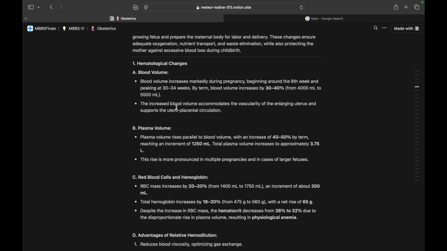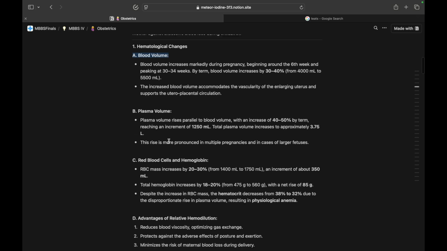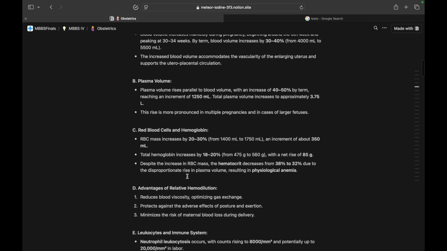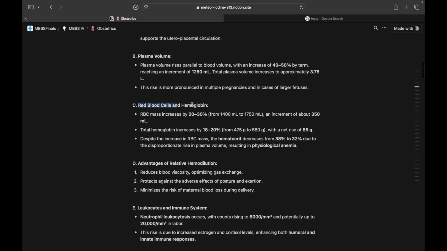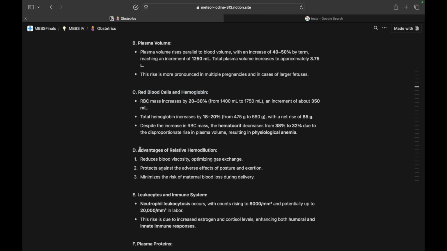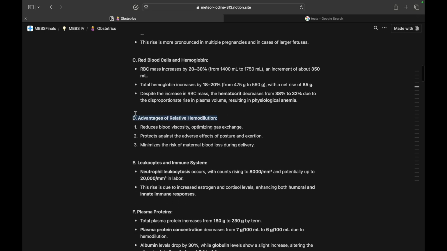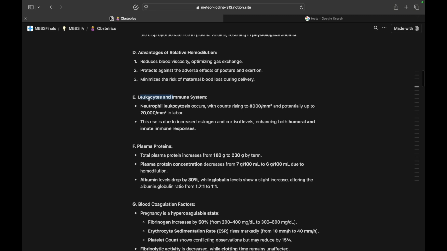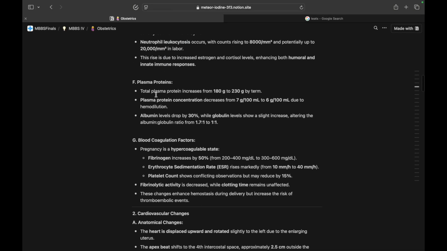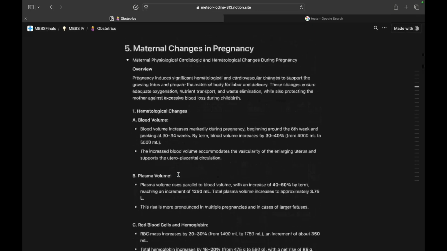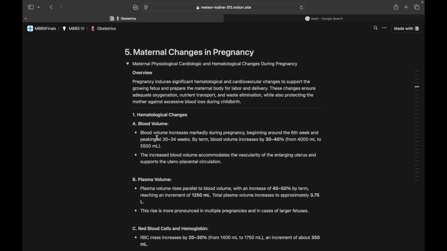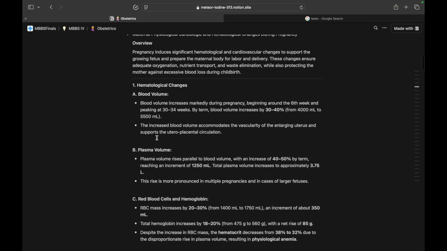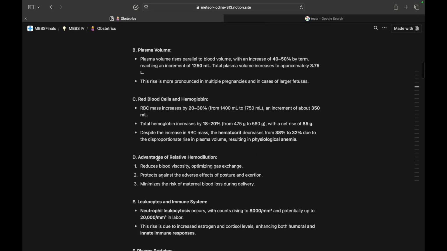Coming to the hematological changes, there are a few of them: blood volume change, plasma volume change, red cells and hemoglobin change, and overall what the advantages of this are. This is a separate discussion, comparing how the change helps, and then finally we talk about leukocyte change. Then there is also plasma protein change and blood coagulation factor change. Though this might look like just about the volume, and in clinics you might hear hemodilution everywhere, there are a lot more things going on.